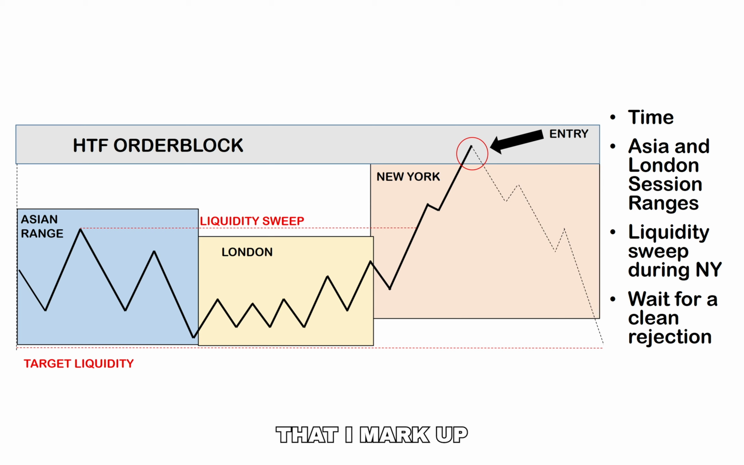The next thing that I mark off is our Asia and London session ranges. So our Asian range is very important because Asia a lot of the times is a consolidation. And what do we know about consolidation? It's an accumulation of orders. There's liquidity sitting right above the highs and the lows of that Asian range.